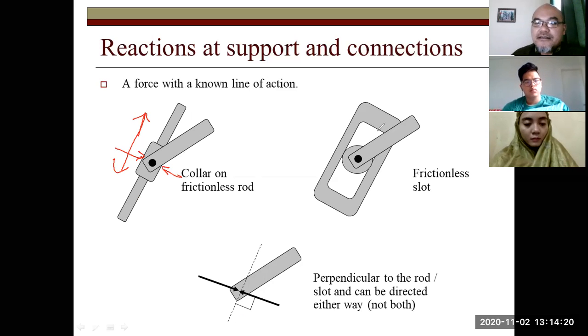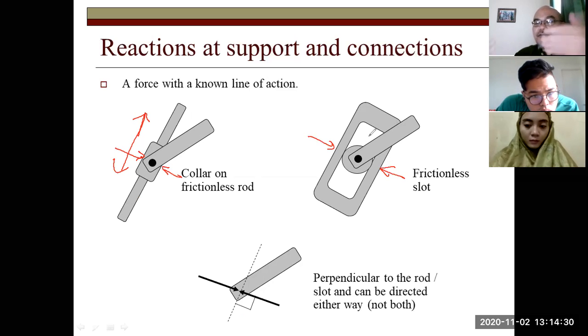Similarly here, this structure can still slide inside this slot, but it cannot go to the left and right. Here there is a reaction force from those two parallel beams. So we have a reaction force perpendicular to the rod or slot that can be directed either way. You can choose either way, but not both.